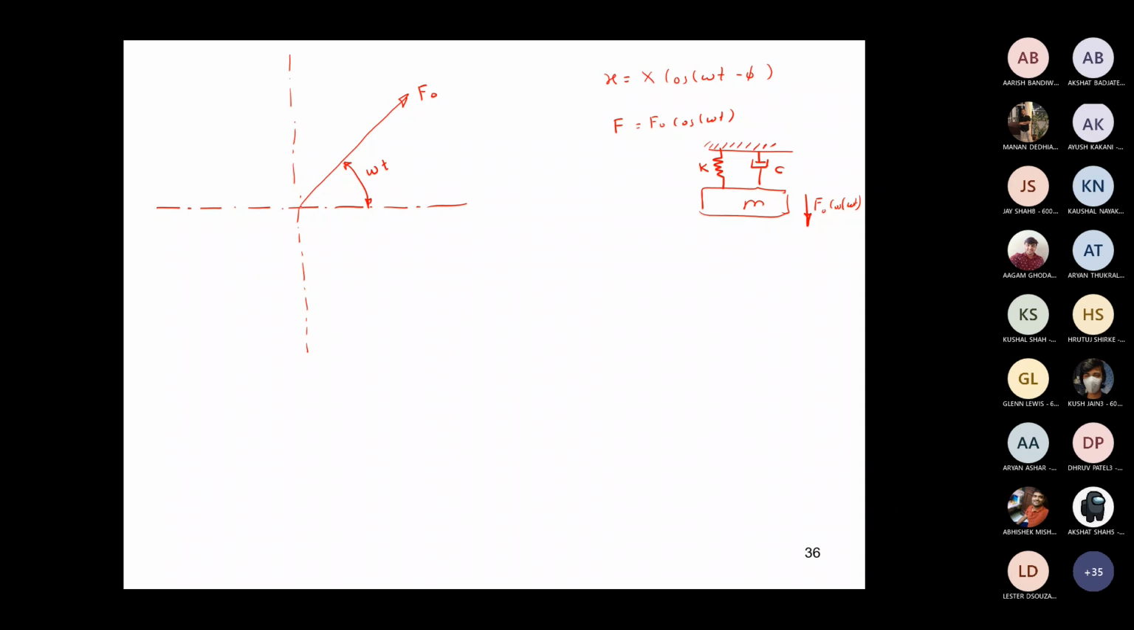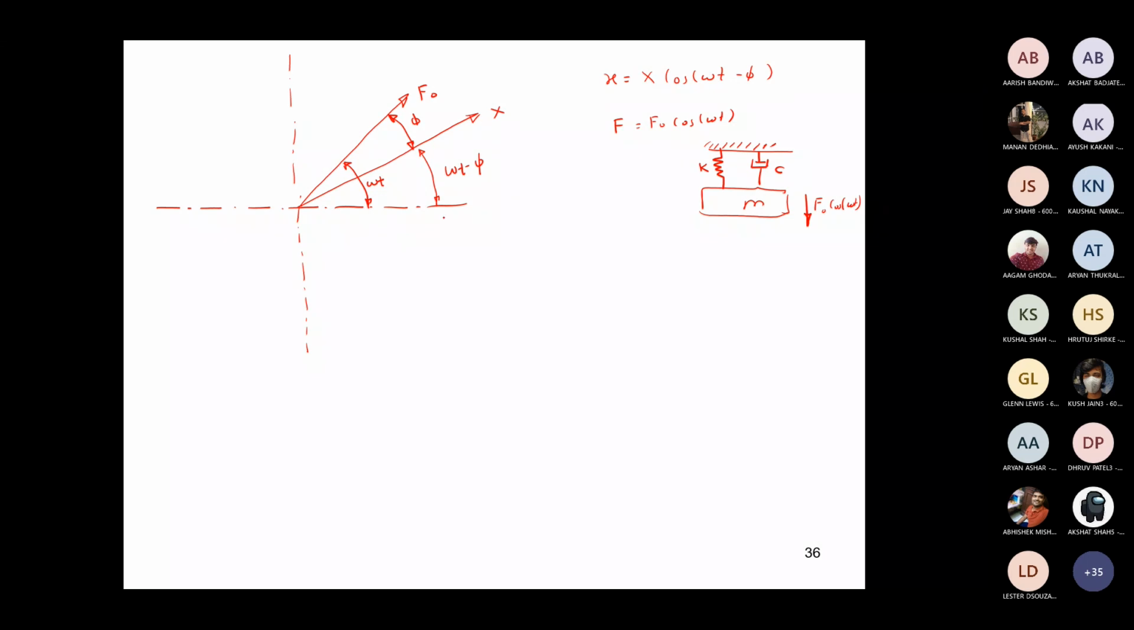And if I plot the displacement vector, this angle is phi. So this total is omega t, and this is phi. The lag is the difference between two angles, that is phi. So what does this mean? The displacement lags the force by angle phi. So this angle is omega t minus phi. Correct? Is that clear?